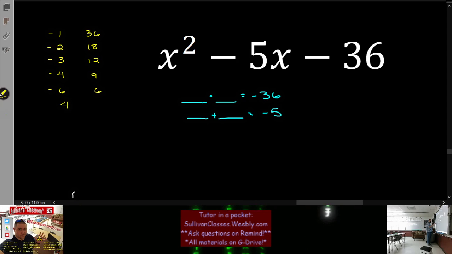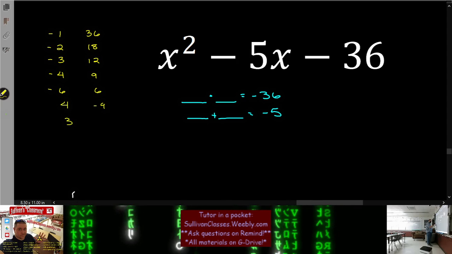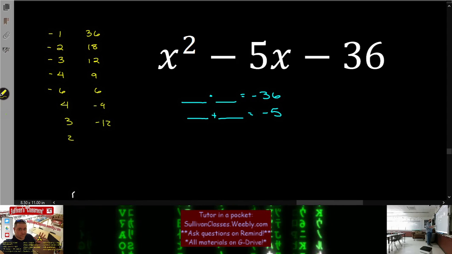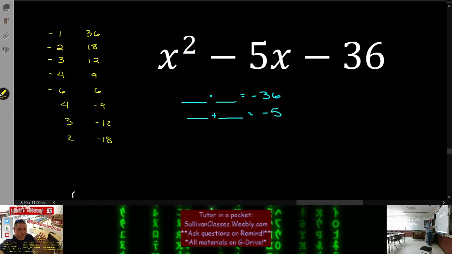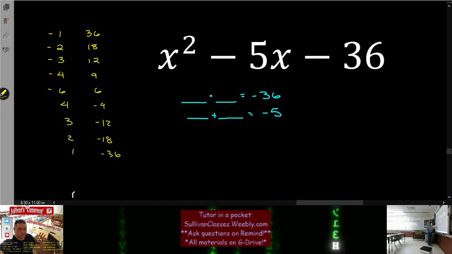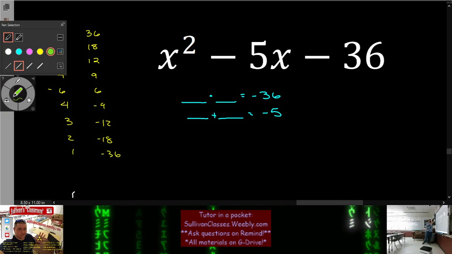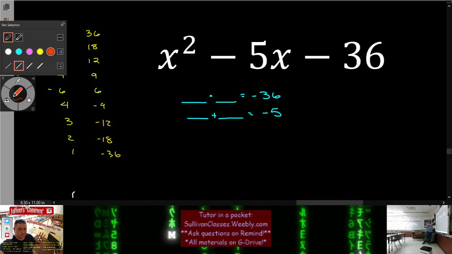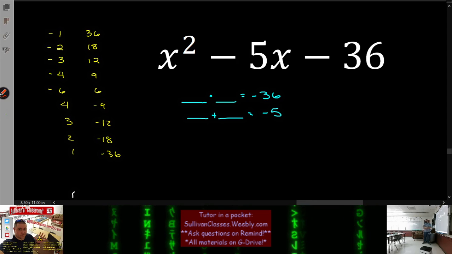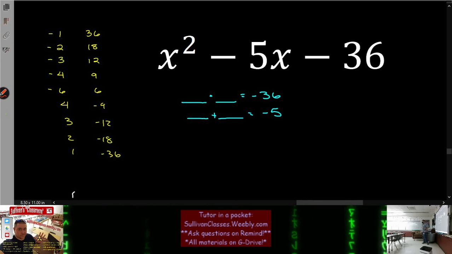It could have been 4 with a negative 9. It could have been 3 with a negative 12. 2 with a negative 18. 1 with a negative 36. Like I said, please watch your signs. Which one is the magic pair?